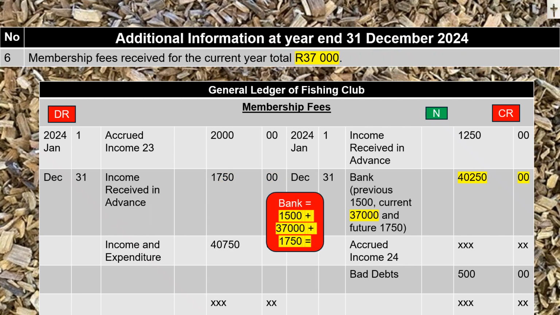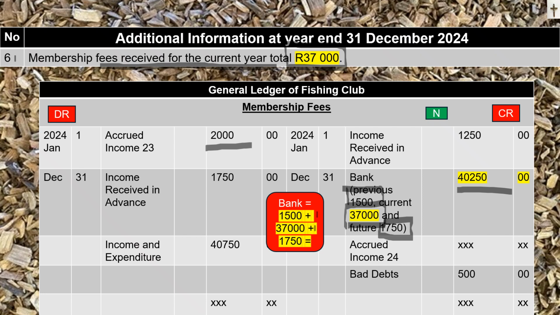Now bank, they say in the additional information, membership fees received for the current year amounts to 37,000. So we've got the previous year, which was 1,500, and we've got money received that relates to next year. So everything that was banked, debit bank, credit membership fees, comes to 40,250, consisting of 1,500 from the outstanding amount from the previous year.